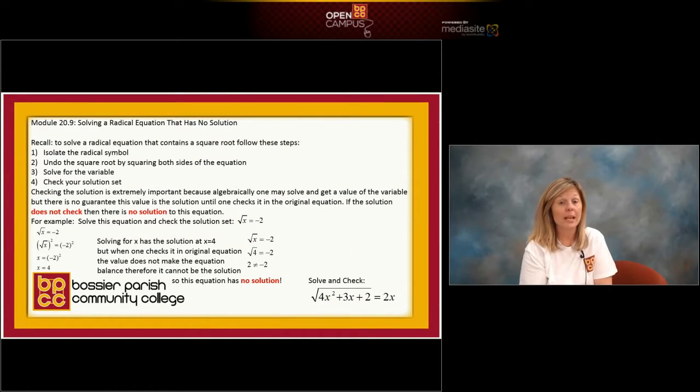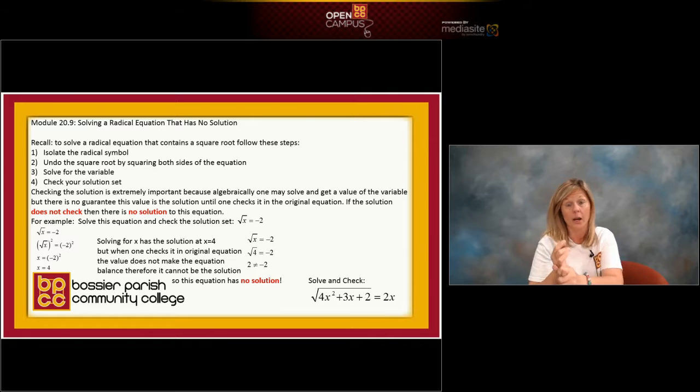Welcome back. In our last module, we're going to talk about when a radical equation has no solution. So what I want to bring up is the concept. We started reviewing how to solve linear equations. Linear equations always have one solution because a linear equation is degree 1. And we didn't really have to check it because you're guaranteed if you solve correctly, that solution should check. So a linear equation always has one solution and it always works.